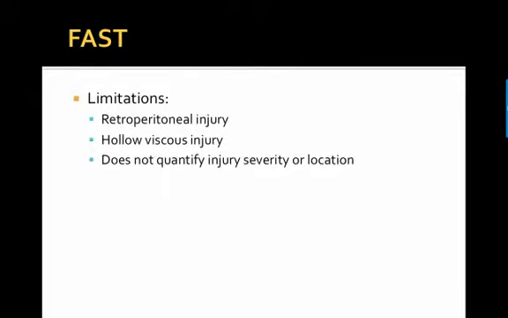So the FAST exam, like all tests, has its limitations. Now I know you never think you would hear me say that ultrasound has limitations, but it does. The things that the FAST doesn't look at very well are retroperitoneal injuries and hollow viscus injuries, such as injury to bowel. It also does not quantify injury severity or location, so you'll know that you have hemoperitoneum, but you may not know if it's from a liver lac or a spleen lac or some other intra-abdominal injury.